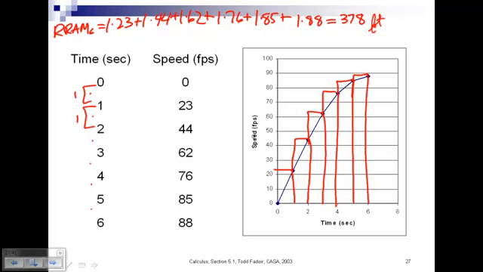Okay, hold on. Let's just look at this first rectangle. How wide is it? It is 1 second wide. How tall is it? 23 what? Feet per second. The area in that rectangle is 23 feet. So 378 is an estimate. It's a reasonable estimate, but it's an overestimate.